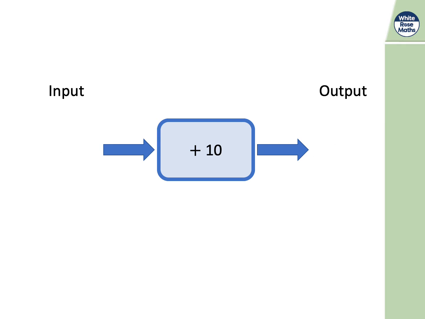In our first example, the operation is add 10, but we could have different operations in the function box. We could have subtract 7.5, multiply by 12, divide by 8, and those are just some of many examples.